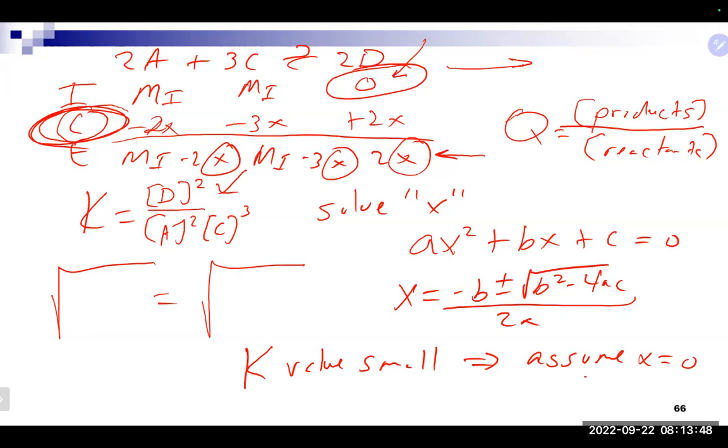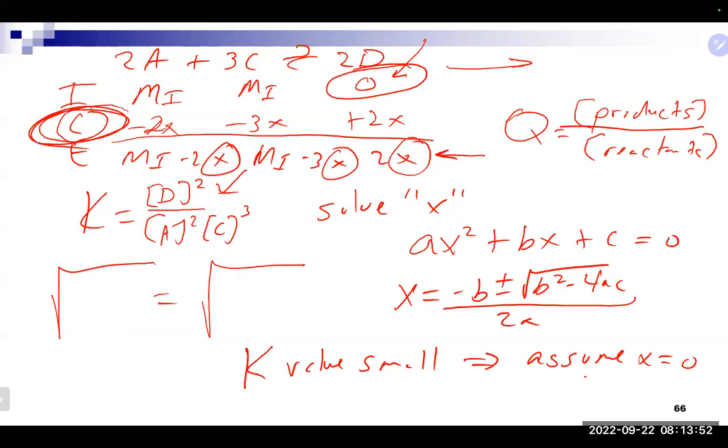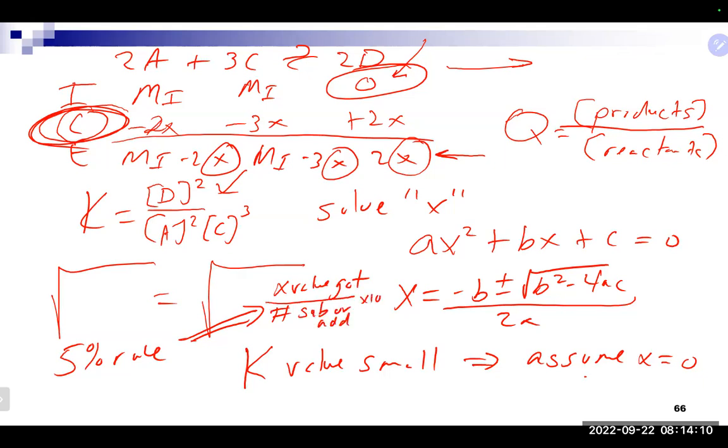Whenever, though, that you do an assumption, you do need to check it. And again, we will use, like I said, the 5% rule. Basically, to check your assumption, you take the X value you got, divide it by the number you were going to either subtract or add it to, and times it by 100%.